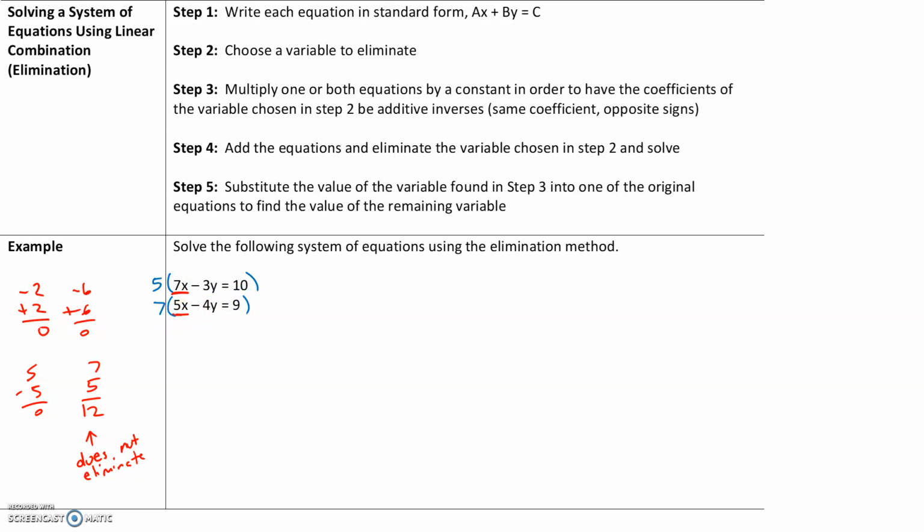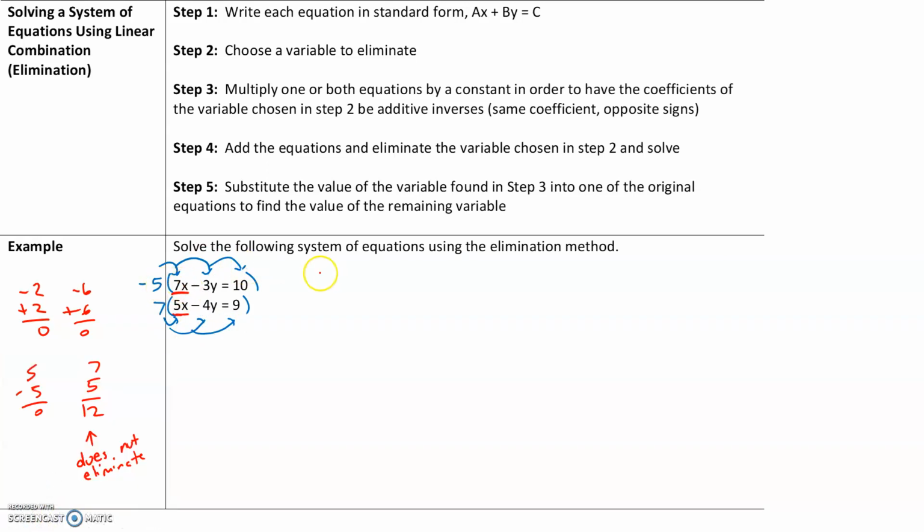And what that does is it creates the same number in each equation. Now the x's are both going to be 35s. But I need to have one negative and one positive. So it doesn't matter which one I choose to be negative. I'm just going to choose the first one to be negative. I could have made the second one negative, as long as one is negative and one is positive. And then I'm going to distribute to both of these equations.